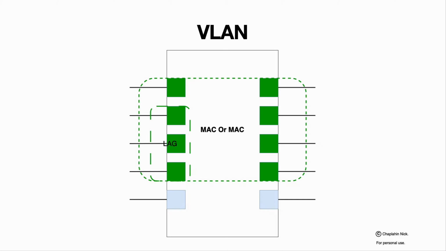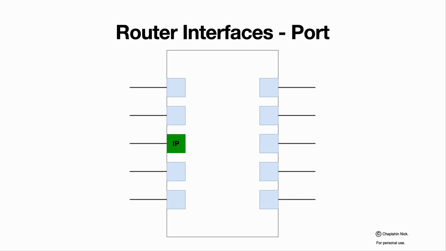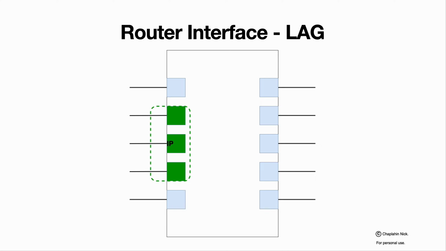Now let's talk about L3 interfaces, or routing interfaces. A port can be a router interface if an IP can be assigned to this port. That's simple. A LAG can be a router interface if an IP can be assigned to this LAG. That's simple. Unlike switching, port and LAG are legit router interfaces once an IP is assigned to those interfaces. Here, participation in the VLAN doesn't play a role.